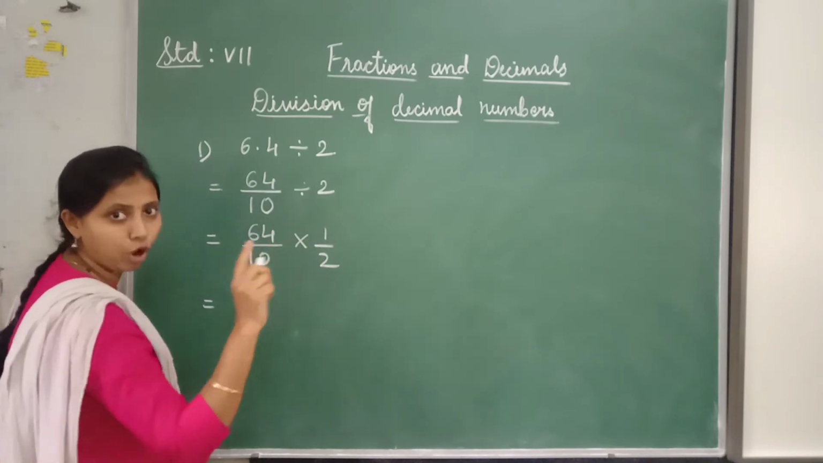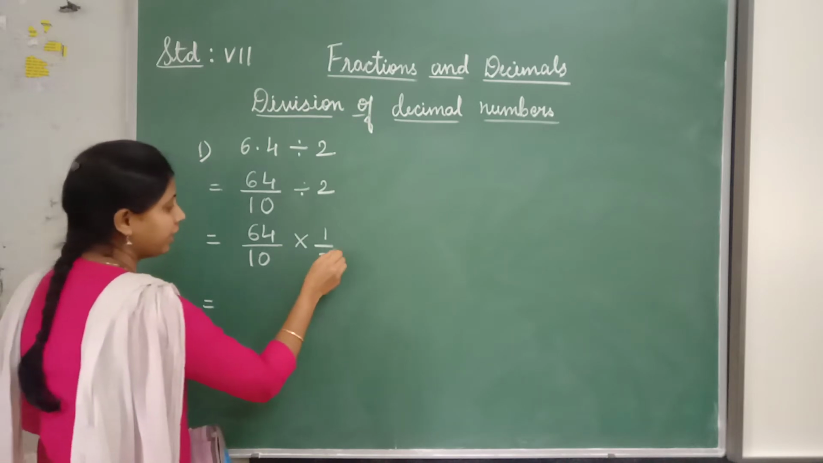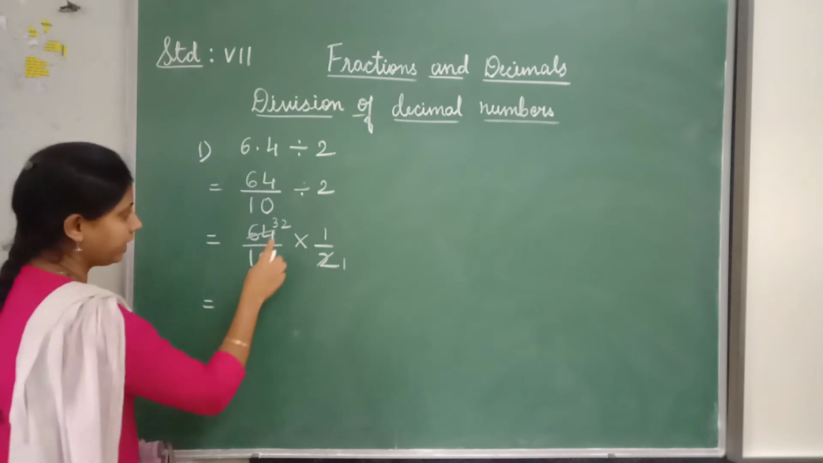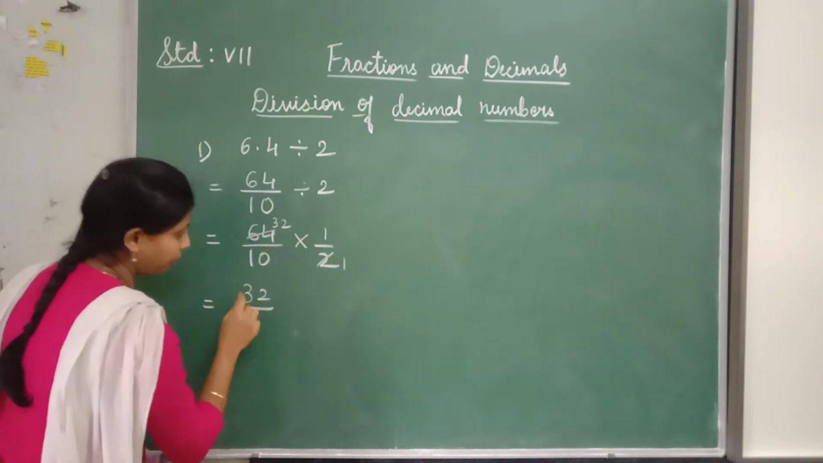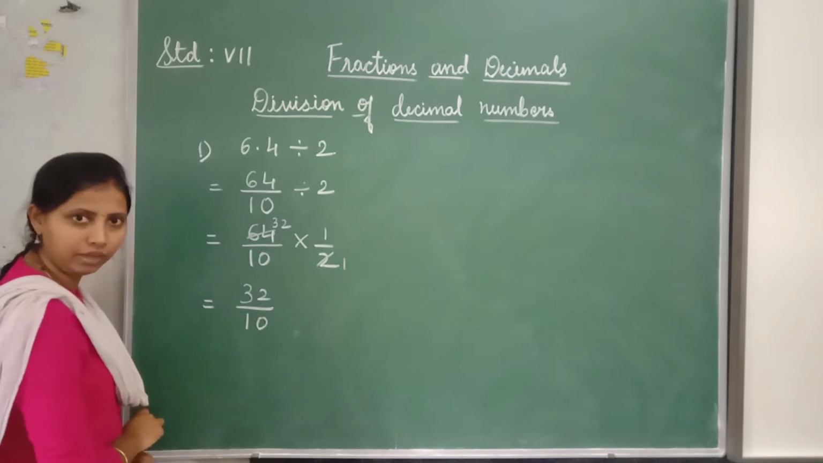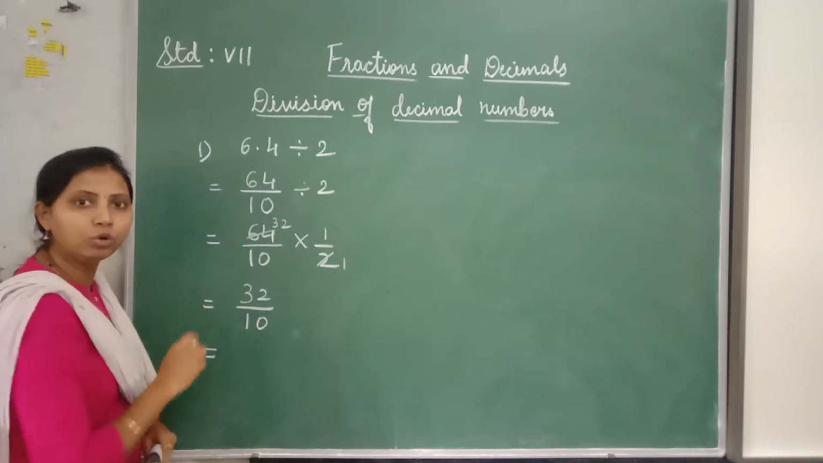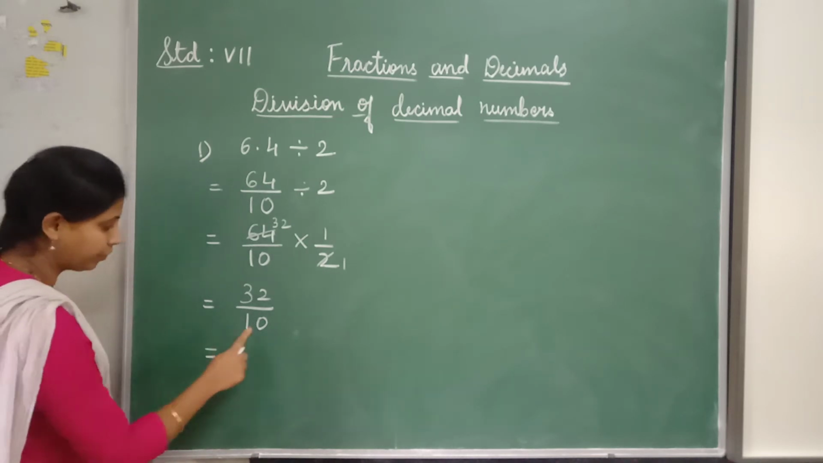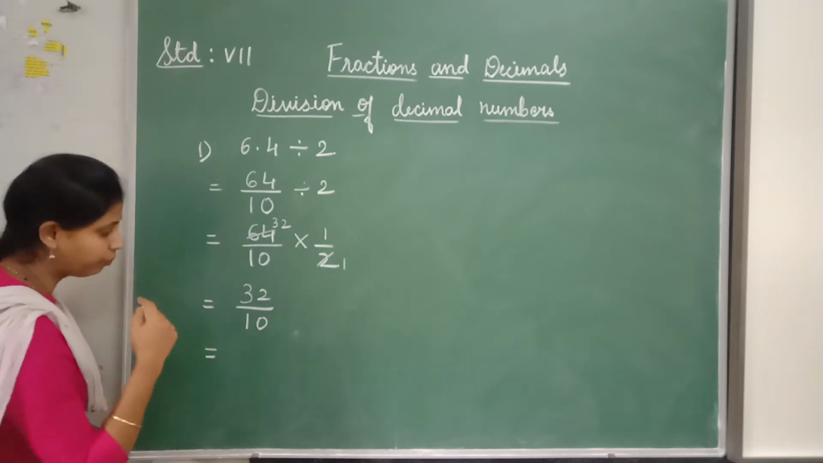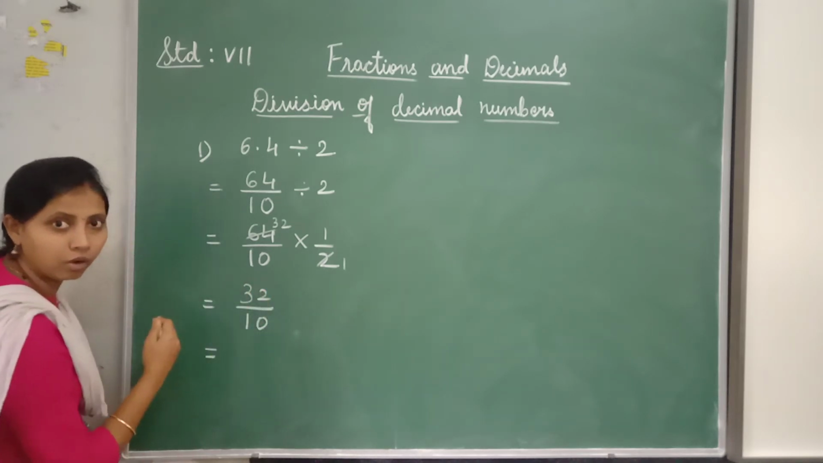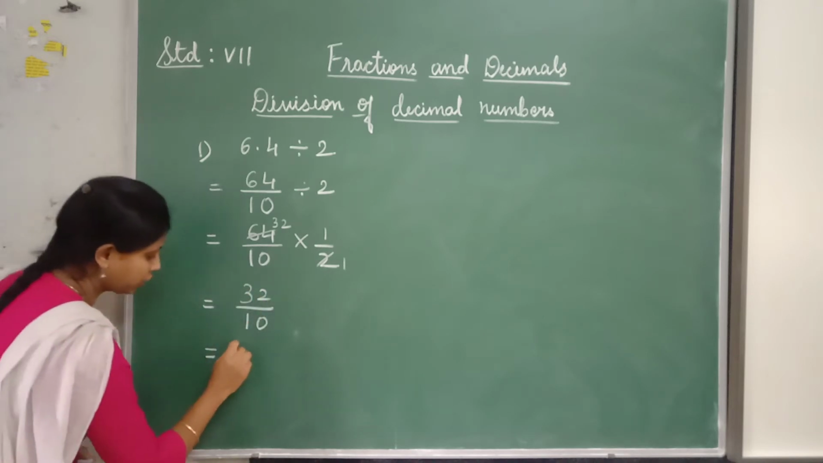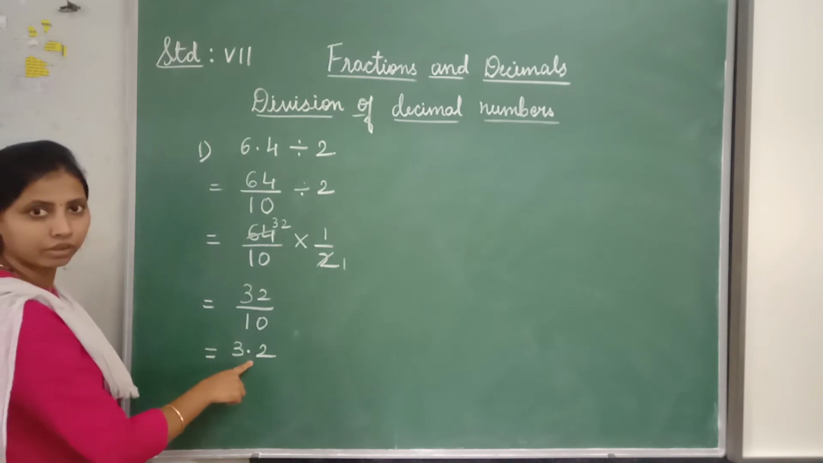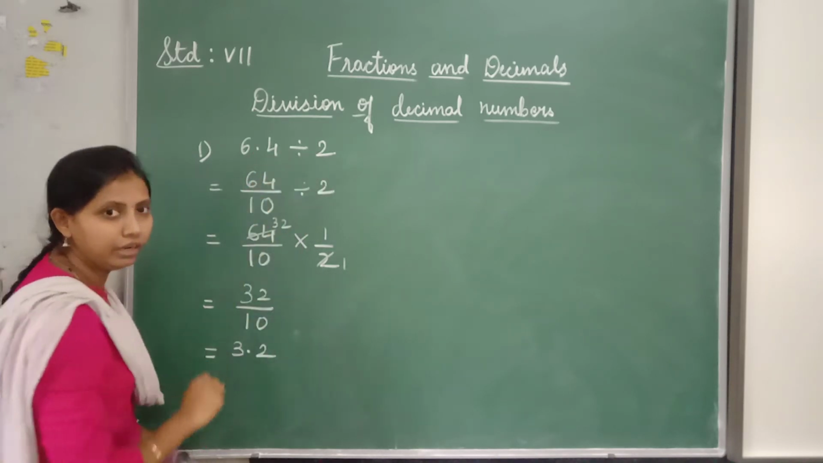2 and 64 have a common factor 2. So you can divide. 2 ones are 2, 2 threes are 6, 2 twos are 4. So what remains? 32 into 1, and 10 into 1, 10. So you got 32 by 10. Now you know how to write 32 by 10 in decimal form. In the denominator you have 10, so the decimal point will come one digit from the right side. So it is 3.2. Yes, 3.2 is the quotient of 6.4 divided by 2.